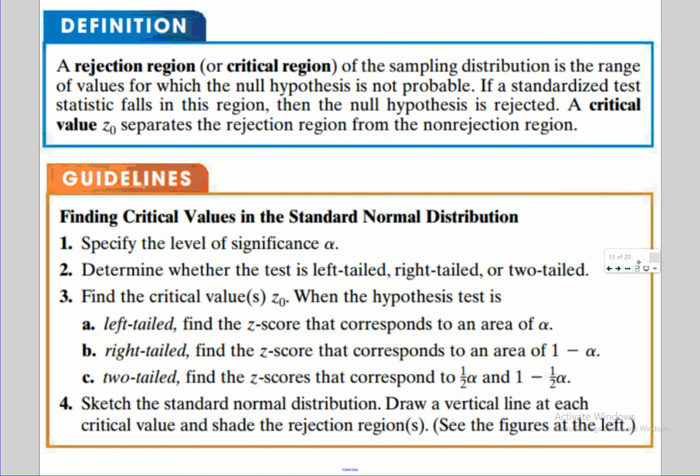So at the bottom here, we're going to start by figuring out what the critical values are. The critical values are at the end of the rejection region. It's where the shading starts or stops. Once we know the critical value, we can shade, and then we can find our scores and determine if they're in that rejection region or not. Okay, so we're going to start by doing that.